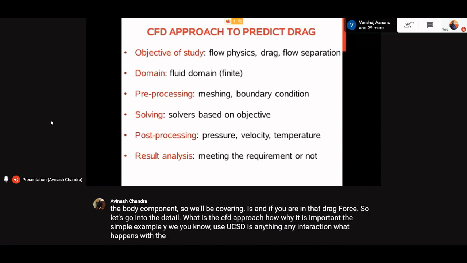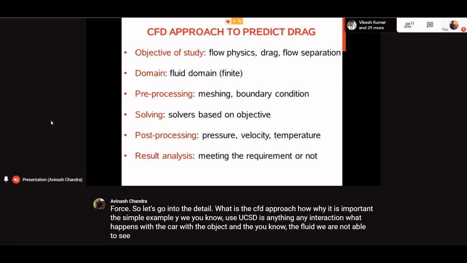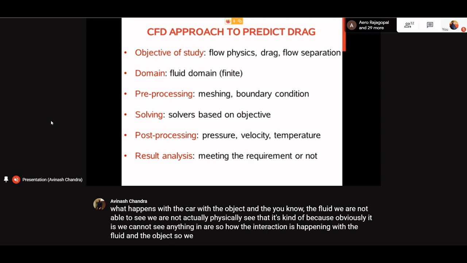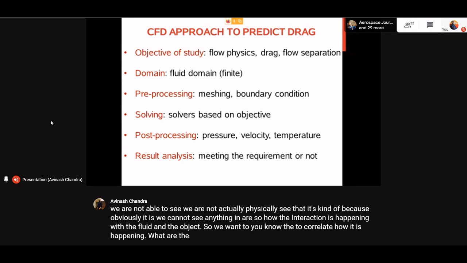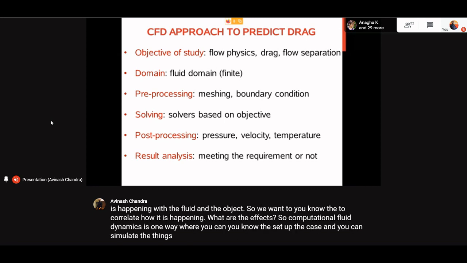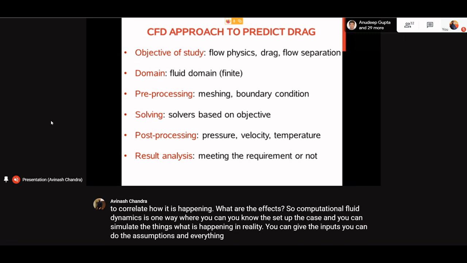What is the CFD approach? Why is it important? The simple example of why we use CFD is that any interaction that happens between the car, the object, and the fluid, we are not able to see. We are not actually able to physically see that, because obviously we cannot see anything in air. So how is the interaction happening between the fluid and the object? We want to correlate how it is happening, what the effects are.